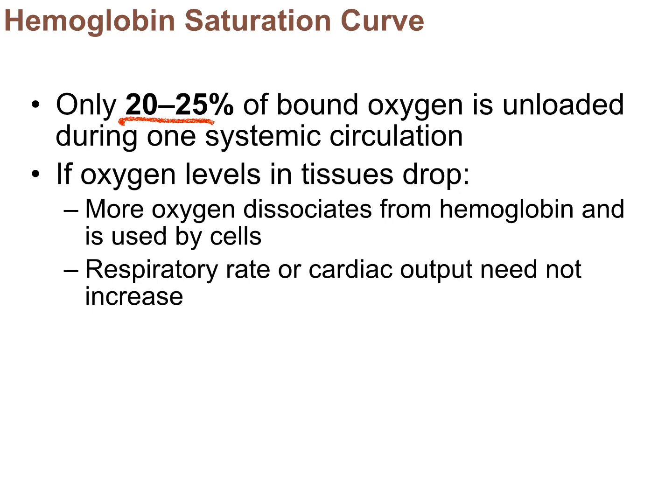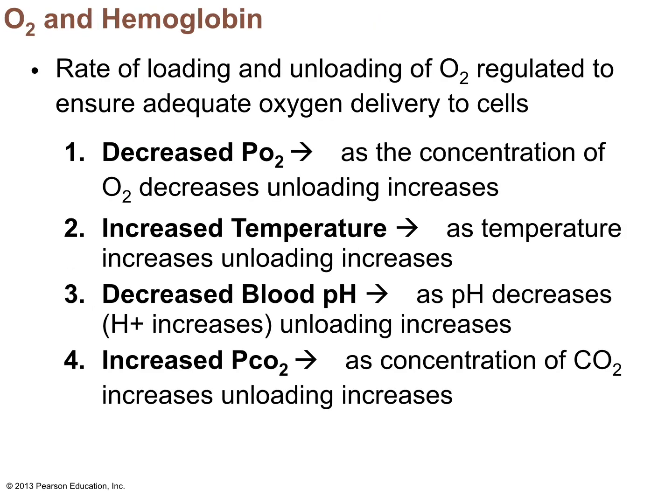Now, when you go around in a circulation, you're not going to deliver all the oxygen. We're not dumping off all the oxygen like a dump truck from the hemoglobin and from the red blood cells. We deliver about 20 to 25% of the bound oxygen during one systemic circulation. However, if the demand goes up, we are able to deliver more and make that percentage go up to release more oxygen per systemic circulation. Now, this slide has to do with the unloading of oxygen. So these are things that would increase the unloading of oxygen. I'm going to do it a little bit out of order, but we'll talk through each of these 4 points.